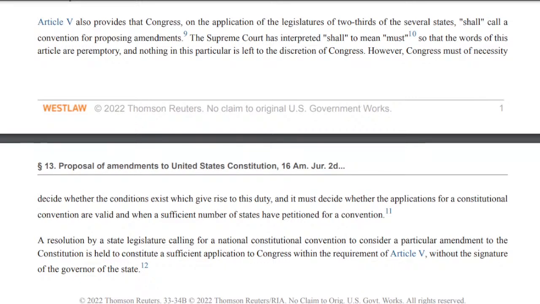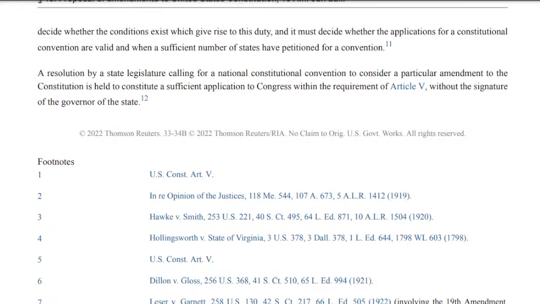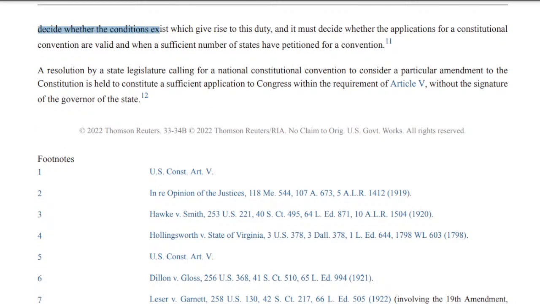All right, so we get the peremptory down. The words of this article are peremptory, final, and nothing in this particular is left to the discretion of Congress. However, Congress must, of necessity, decide whether the conditions exist which give rise to this duty, and it must decide whether the applications for a constitutional convention are valid and when a sufficient number of states have petitioned for a convention.